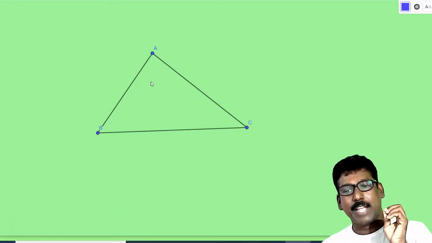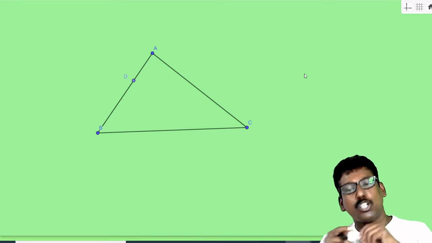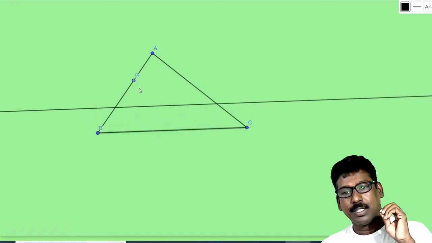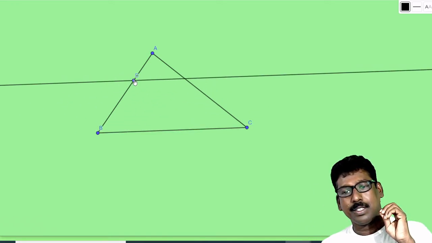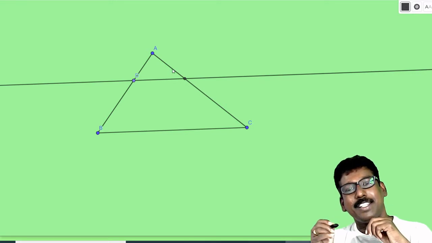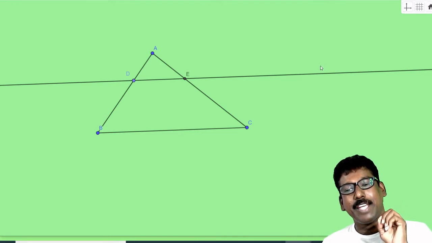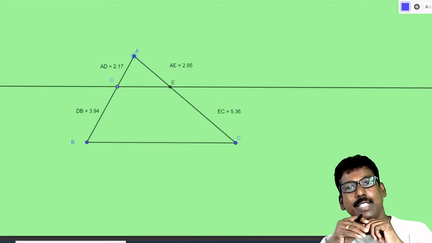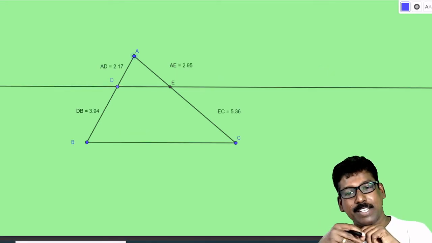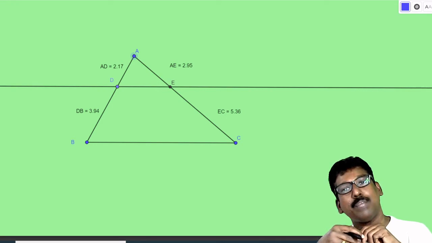Here you have triangle ABC. Now, let me take a point here, that is D. Now, let me draw a line parallel to BC through D. This is the line parallel to BC through D. Let it intersect AC at E. Now let me measure AD, DB, AE and EC. Here AD is equal to 2.17, DB 3.94, AE 2.95 and EC 5.36.